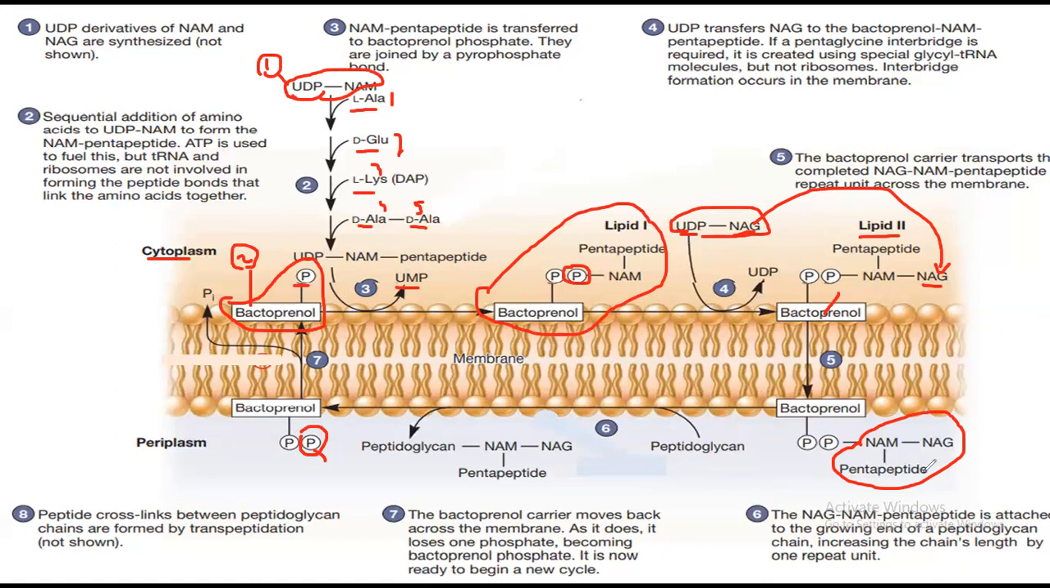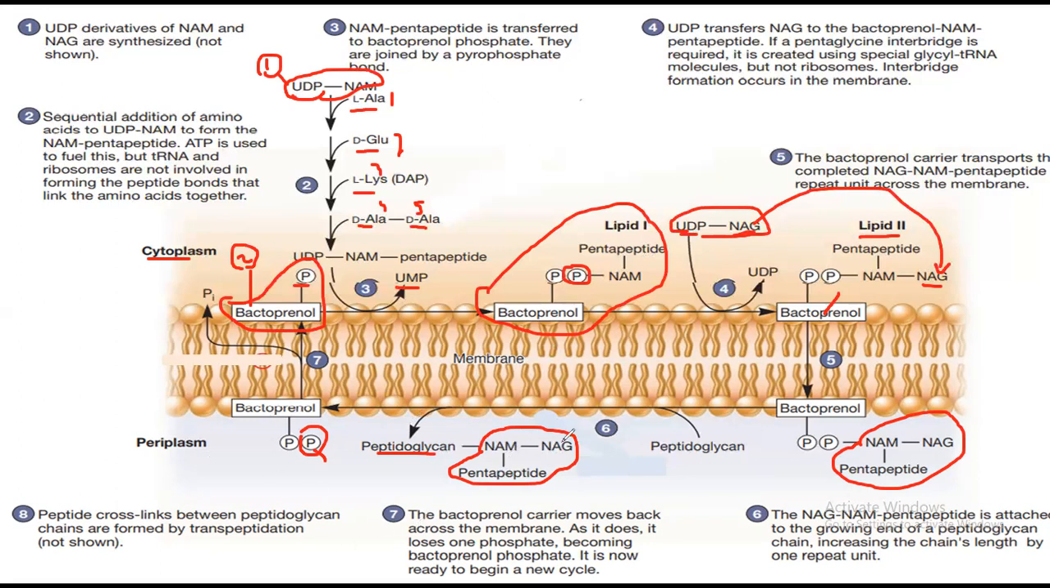What happens with this unit? After that, this NAM and NAG and this pentapeptide ring attach with the remaining subunit of the peptidoglycan. So these were the already existing peptidoglycan subunits, and when this subunit adds with this peptidoglycan layer, it increases its length, and different other things happen. Just follow the steps from 1 to 8.